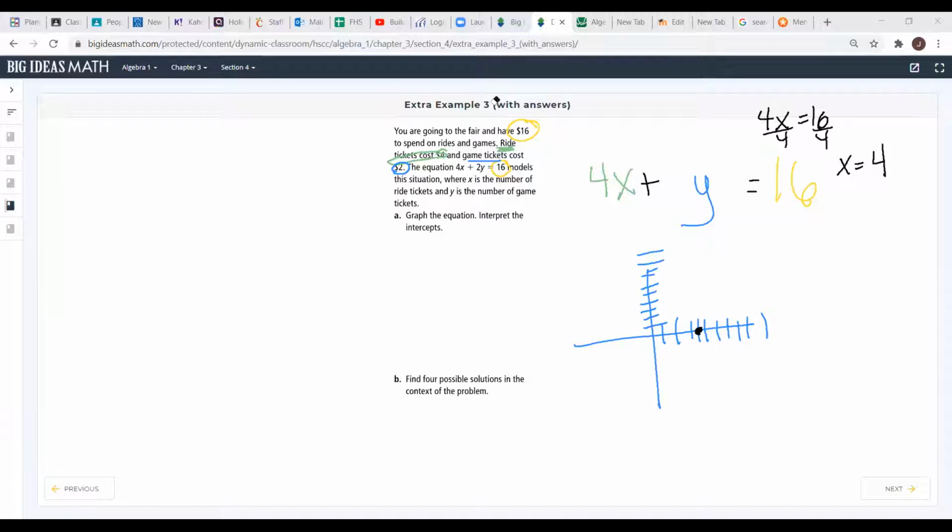Okay, what was here? That was 2, I believe? 2 was there. If I want to find the y-intercept, I need to plug in a 0 for x. So let's get rid of that. And I am left with 2y is equal to 16. Divide by 2. And y is 8. 1, 2, 3, 4, 5, 6, 7, 8.